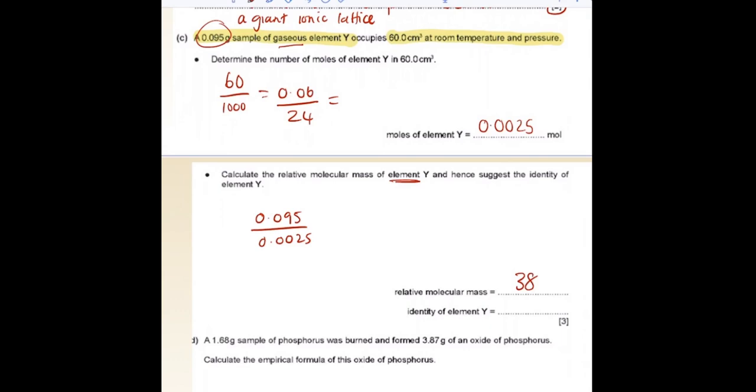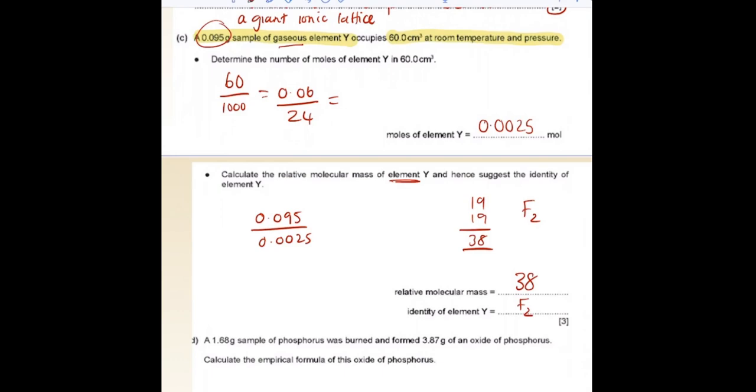It's already told you it's an element. So let's have a look. Well, oxygen and nitrogen, they're going to be less because 16 and 16 is 32. So go one next door, 19. Well, 19 times 2 gives you 38. So I reckon it's fluorine. So the identity of element X is fluorine.